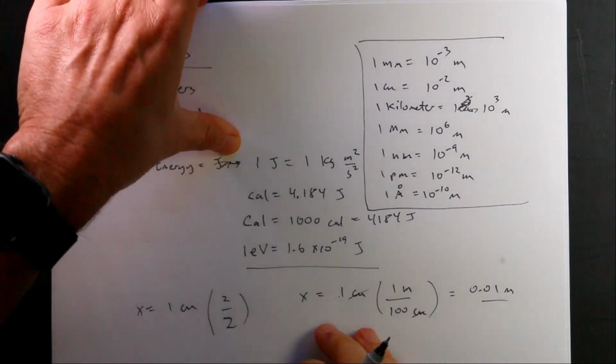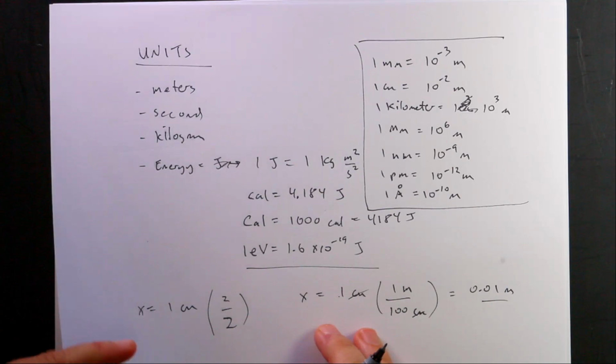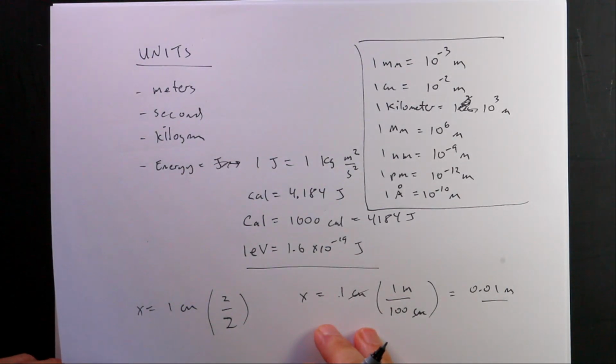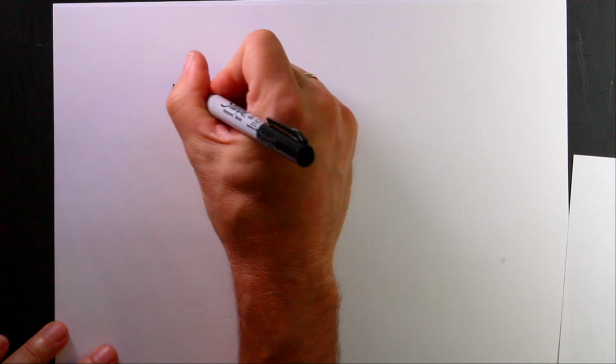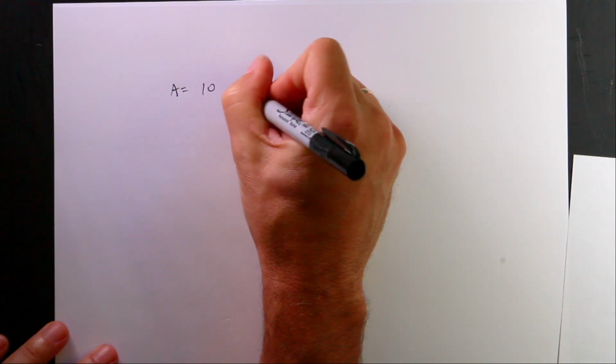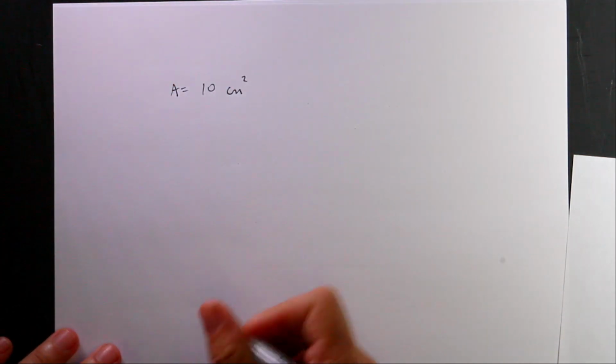Let's do a quick example. I'm going to just do one example. I think I have another video on unit conversions. So let's say I have something like this. Area is 10 square centimeters, and I want to convert that to meters squared.